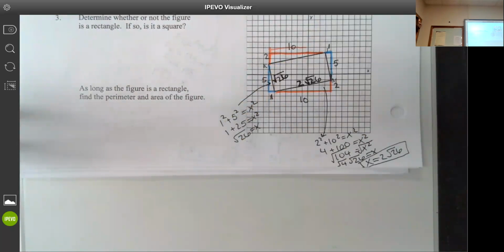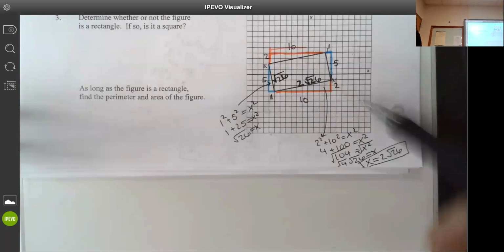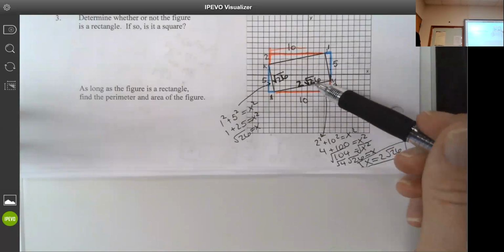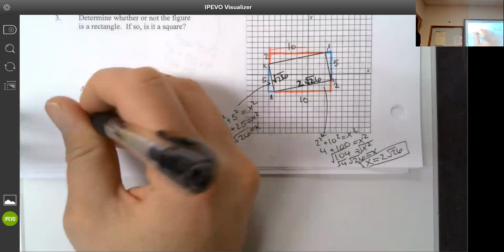Don't want to run out of time. So let's look at this one for perimeter and area. So for both, when I do the Pythagorean theorem, I get radicals. The 1 by 5 is the square root of 26. And the 2 by 10 is 2 square roots of 26. So this one, it's interesting.